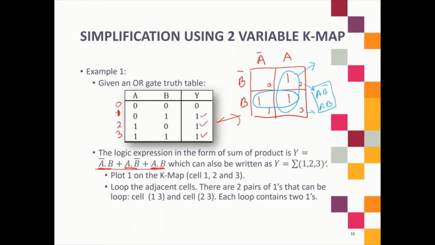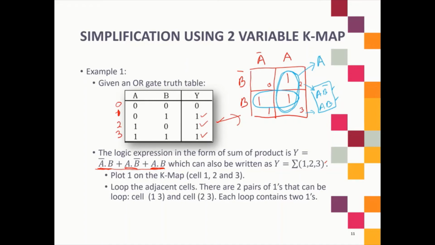Based on these two product terms, which variable is similar or the same for those two cells? Based on these product terms, A is similar for both cells. So it means that for this loop, the simplified term is actually equal to A.